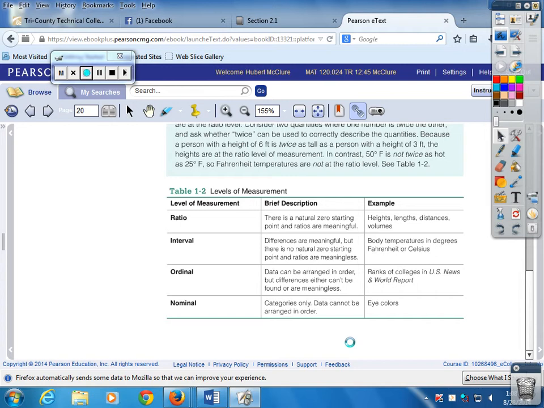Now the reason we don't have a natural zero is because we don't know what natural zero is. We can speculate, we can calculate, but we don't know what natural zero is. Ordinal. Just remember, order, ordinal. That means like a race, first, second, third, fourth. Everything has to be presented in what? Order. And nominal means eye color.